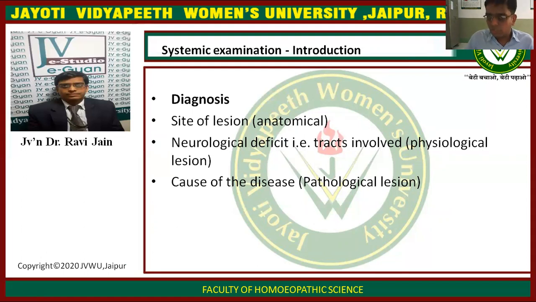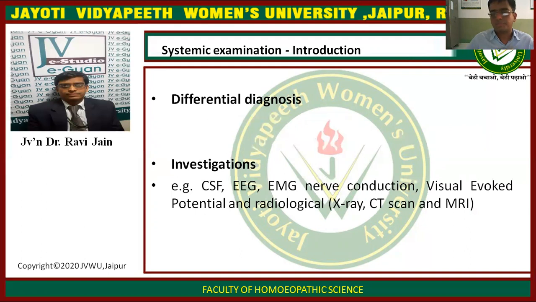We have to check for the neurological deficit, that is tract involvement. What pyramidal tract is involved, that is the physiological lesion in that particular pyramidal lesion, pyramidal tract is responsible for the development of that particular disease. We have to check for the cause of disease, that is the pathological lesion. So in the diagnosis, we have to check for the site of lesion, we have to see the neurological deficit, and also we have to check for the cause of the disease.